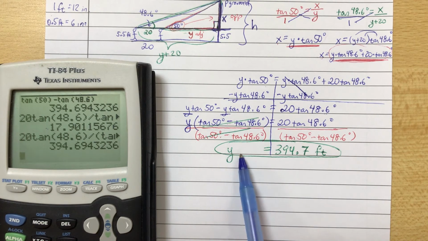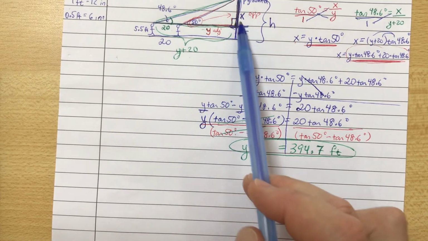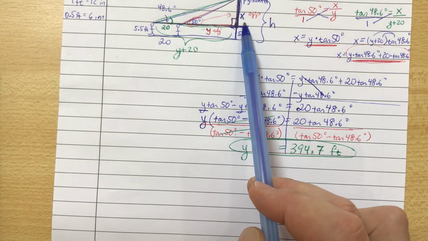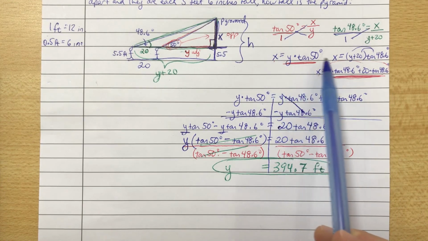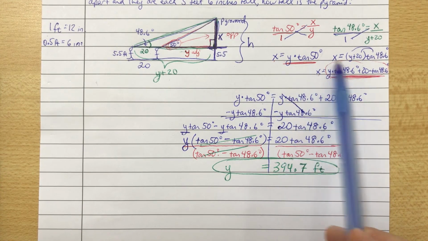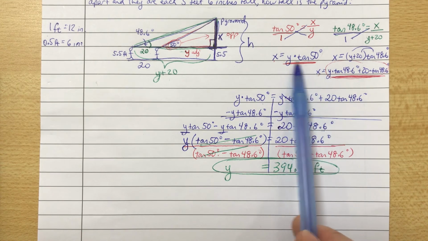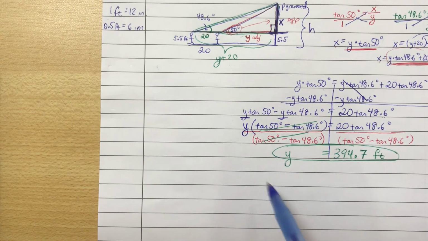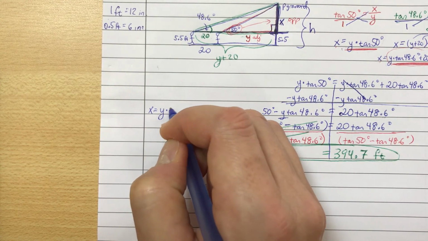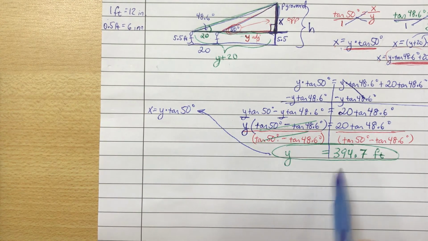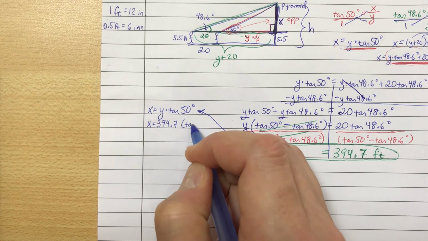Now, we need to be careful, again, because this is not the answer. That is the value for y, but we're not solving for y, we're trying to solve for the height of the pyramid, which means we need to find x. But we've done all the work here. We have two equations, x equals this and x equals this. Let's take the y value and substitute into one of the equations. The easier one, I think, is this one. Let's take the equation x equals y times the tangent of 50 degrees. And we're going to substitute the value of y, x equals 394.7 times the tangent of 50 degrees.